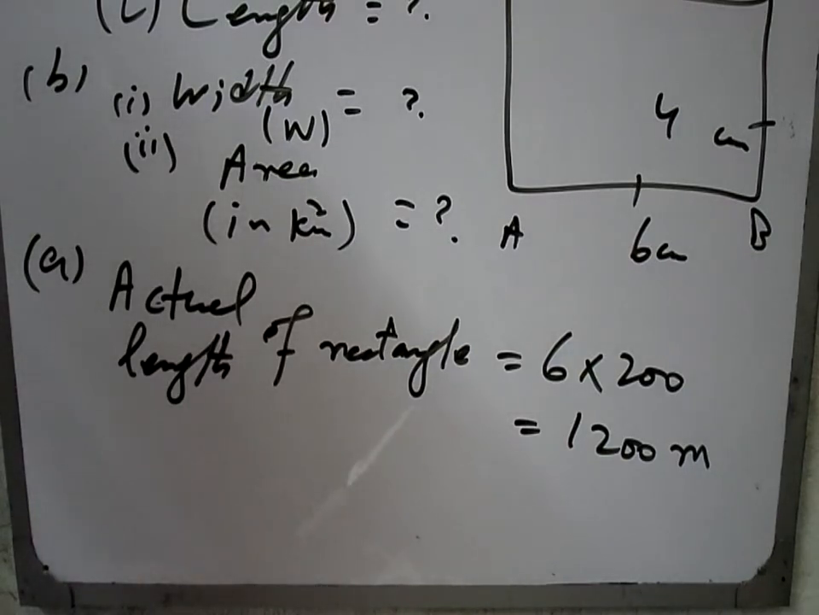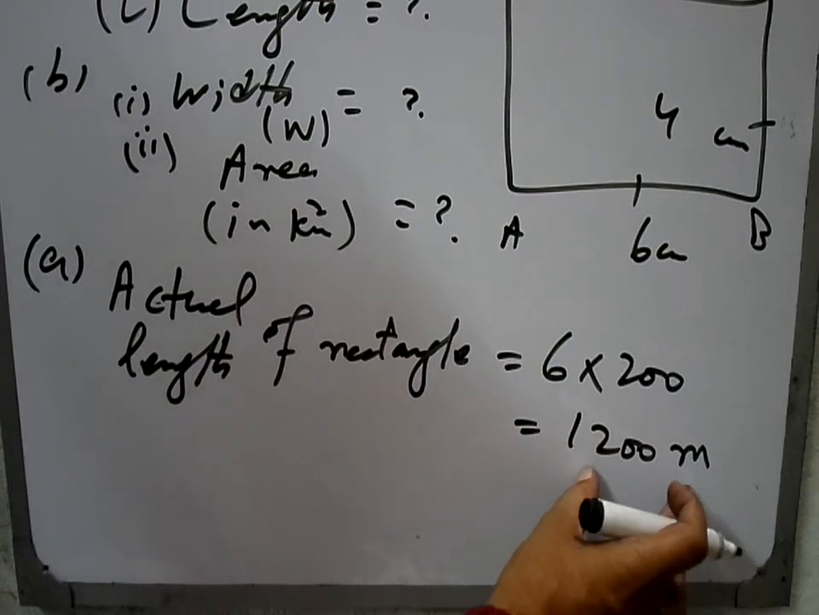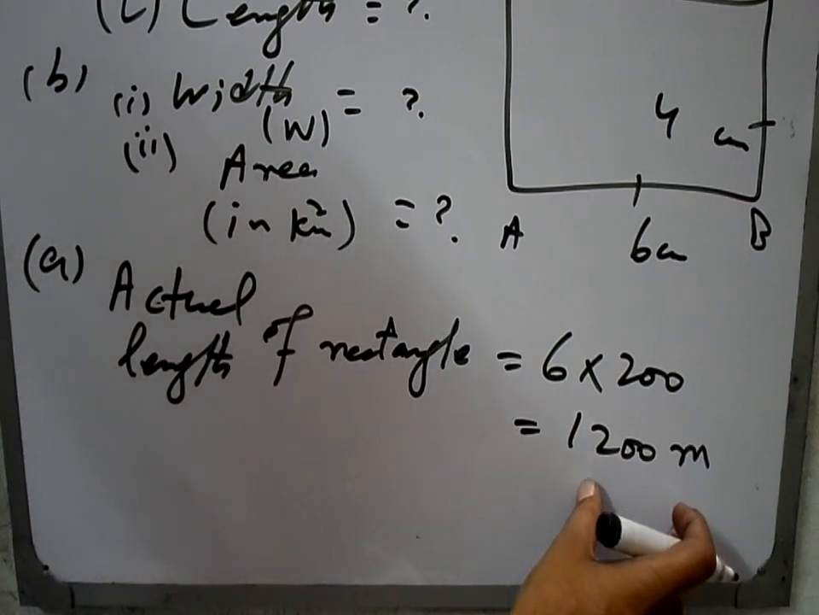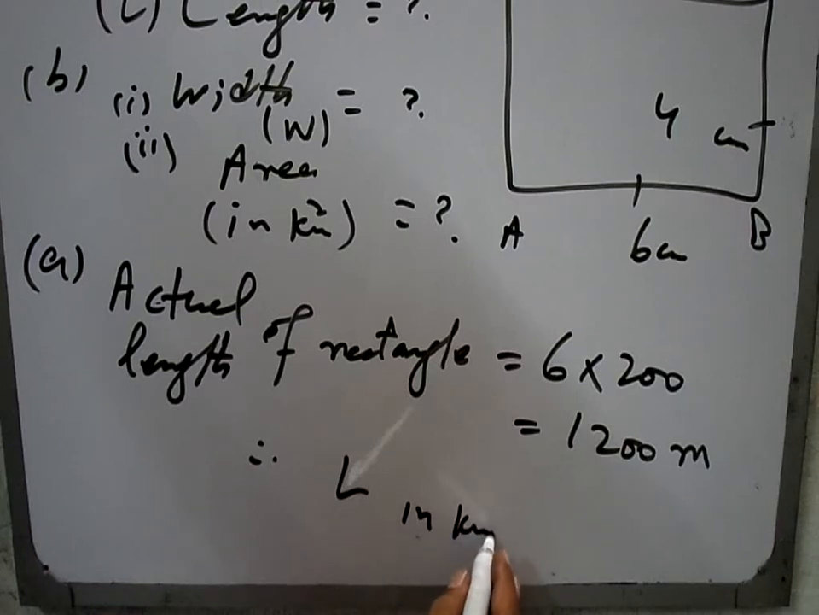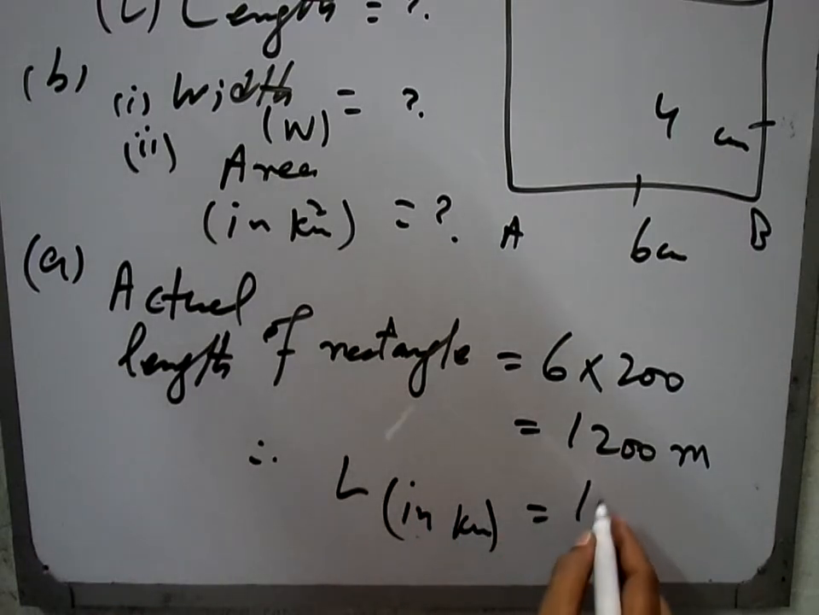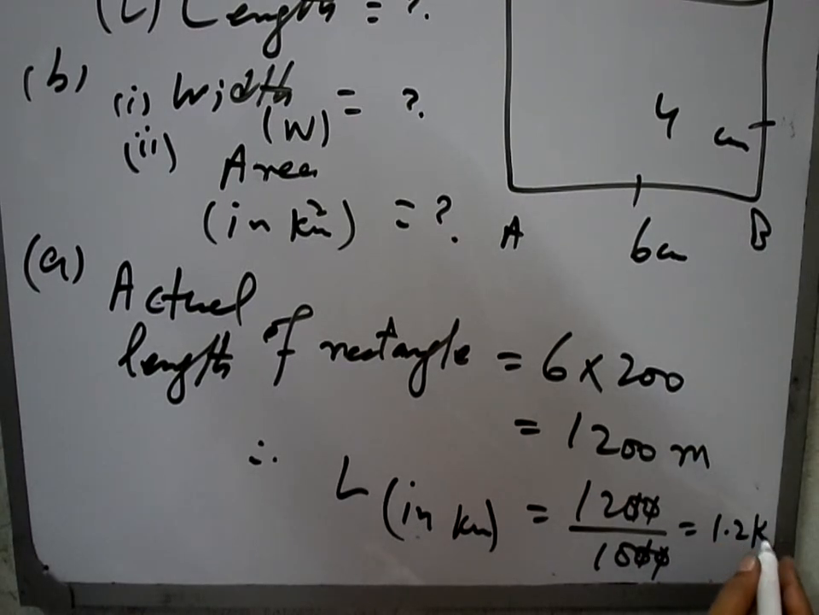In part A you have to find the length in kilometers, so it is in meter, so you have to divide by 1000 to convert into kilometers. So length in kilometer, dividing by 1000, you will get 1.2 kilometer. So that is your answer.